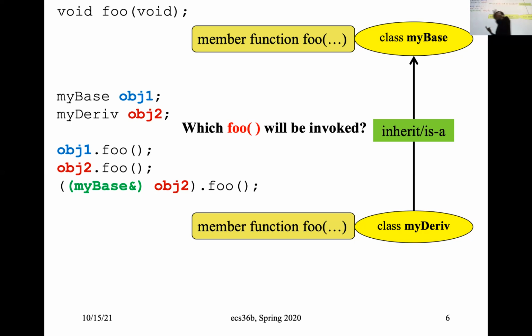There are 2 versions of foo, right? One is base and one is the derived. So let me ask you a question. How about the first one? The first line. When I say first line, it is this line. Which one? Base or derived? Base, good. How about this one? Derived, right? How about this one? The third one is a little bit tricky. It's still base, okay? Because you're casting it to be a base.